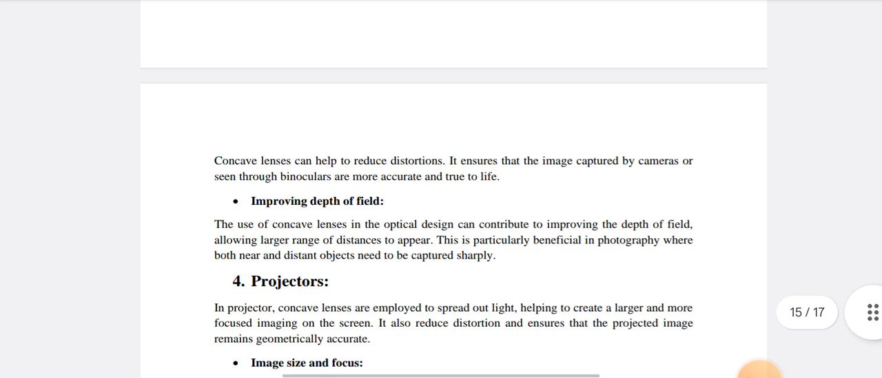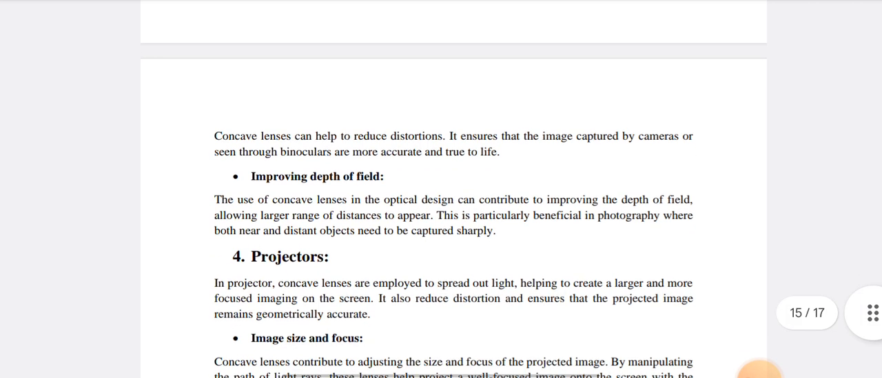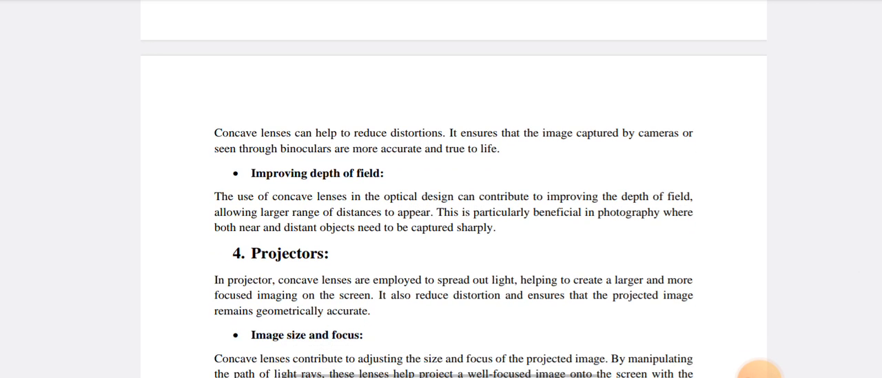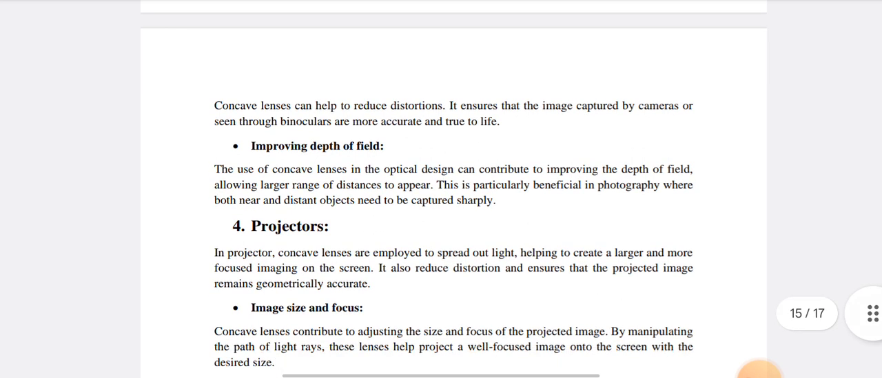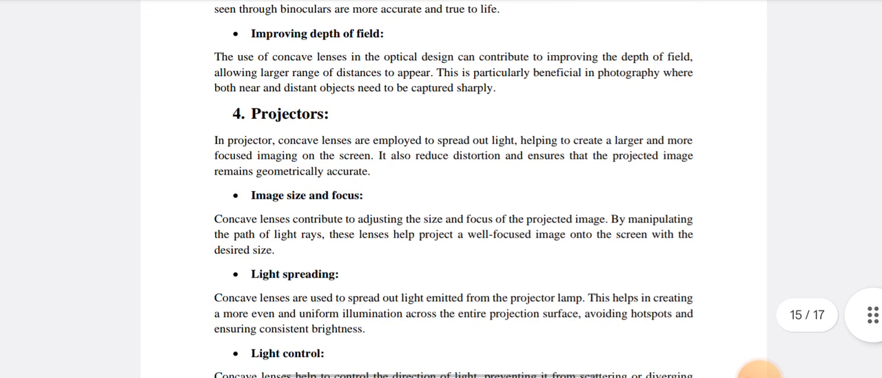Use of concave lens in projectors. In projectors, concave lenses are employed to spread out light, helping to create a larger and more focused image on the screen. It also reduces distortion and ensures that the projected image remains geometrically accurate. Image size and focus. Concave lenses contribute to adjusting the size and focus of the projected image by manipulating the path of light rays. These lenses help project a well-focused image onto the screen with the desired size.